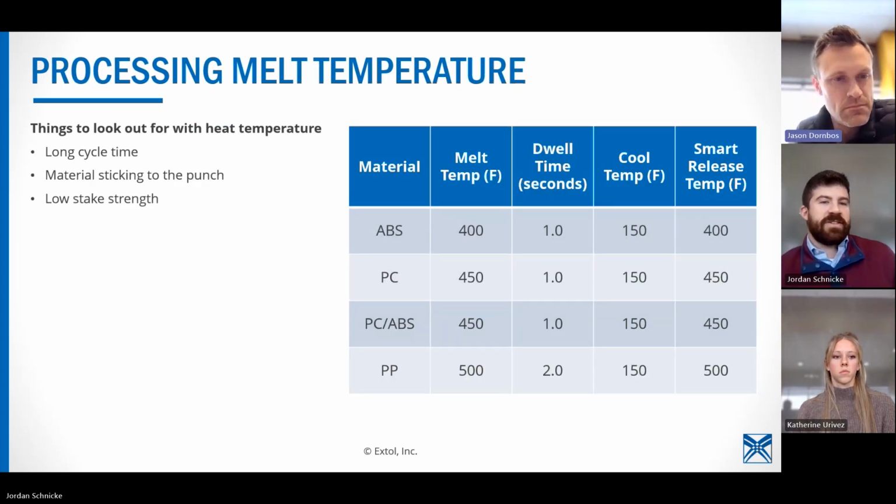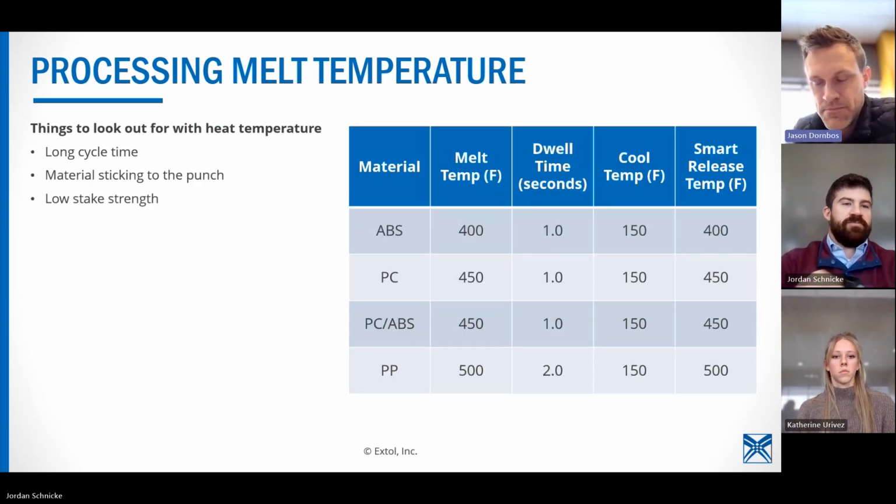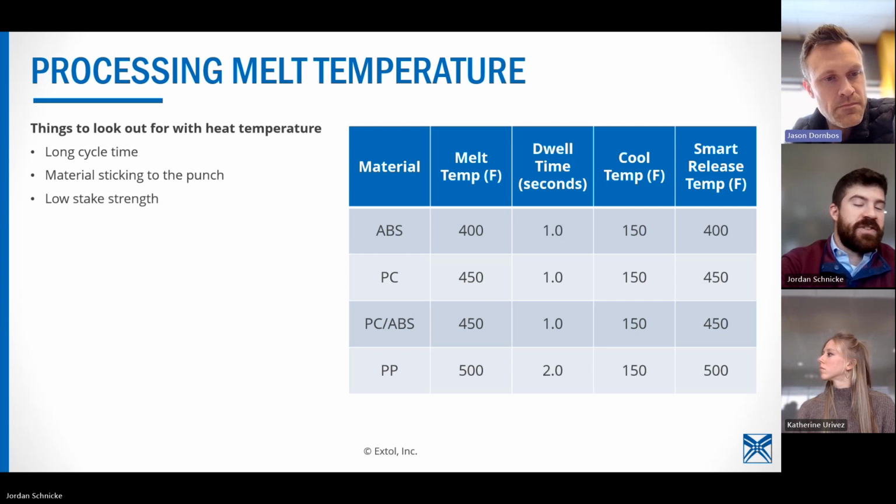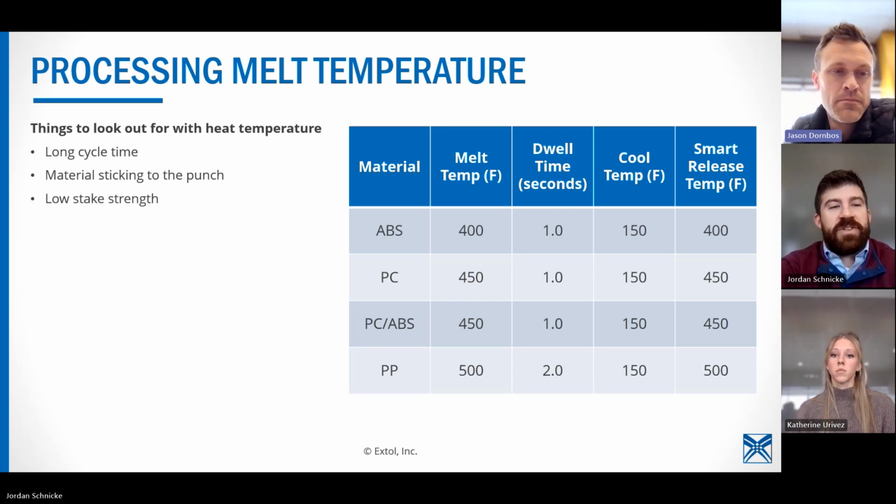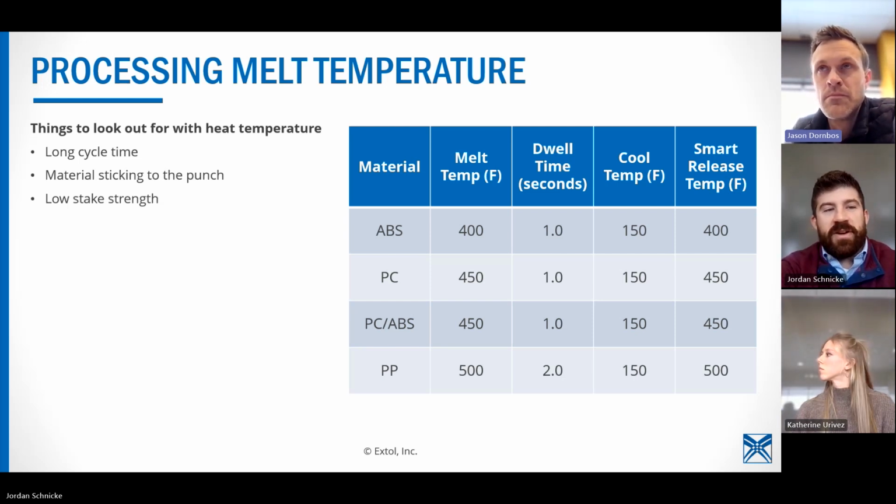So, processing the melt temperature, things to look out for. So, long cycle times, perhaps too fast of a cycle time, material sticking to the punch like we were just talking about, and low stake strength. There is a lot to unpack here, but does anyone have any examples or issues that they've seen with equipment they have, or any testing you've done?